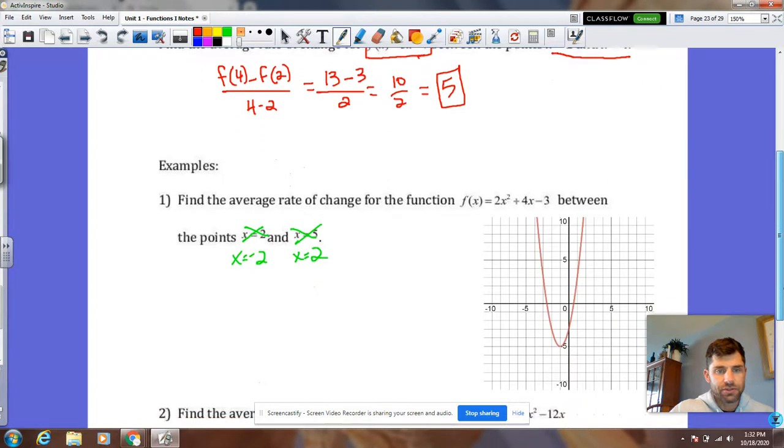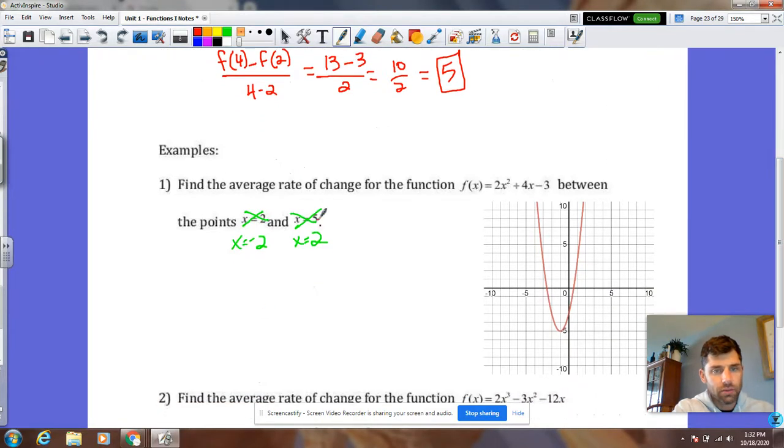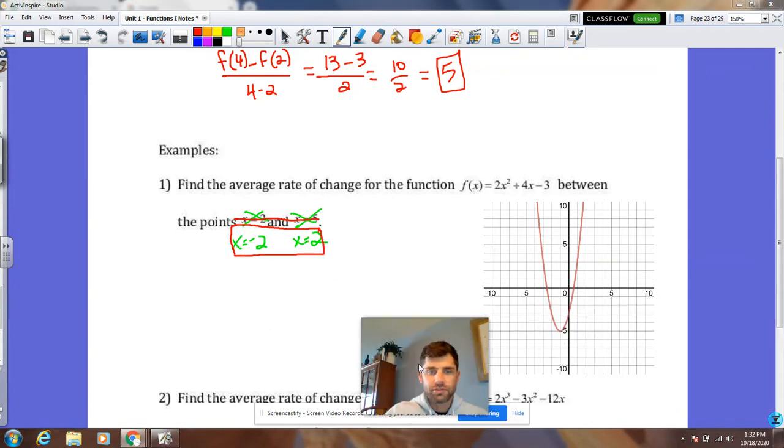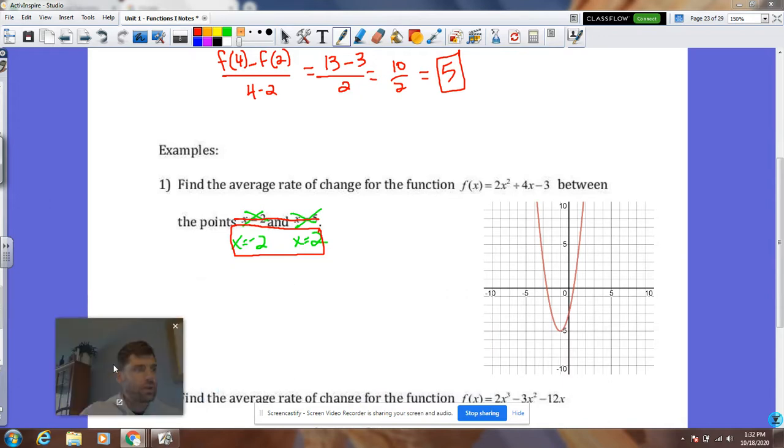So let's take a look at our last example. I changed the numbers here, so just be aware. I don't like the ones we had there. So I'm going to pick those two for my a and b in this case. All right, so the average rate of change for 2x squared plus 4x minus 3 between x equals negative 2 and x equals positive 2.